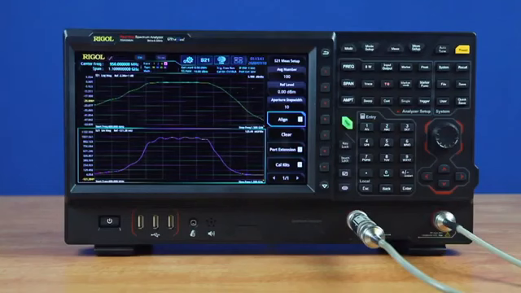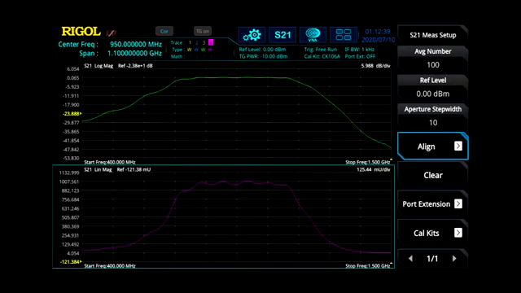S21, or forward transmission coefficient, allows engineers to quickly visualize how their components, including amplifiers, filters, and cabling, affect impedance or phase as a function of frequency. View phase or group delay as a function of frequency, as well as magnitude, to quickly determine and confirm critical specifications.